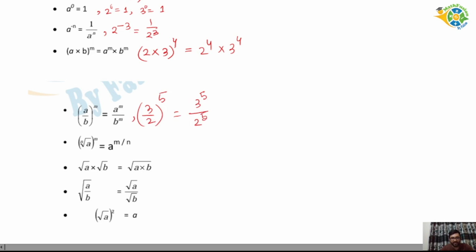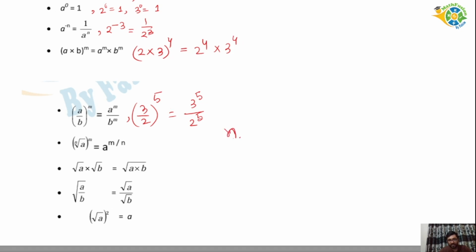If there is a root, the nth root of a can be written as a to the power 1 by n. So the root will be in the denominator. Here the root is n and the power is m. So the power will be in the numerator, so m in the numerator and n in the denominator.